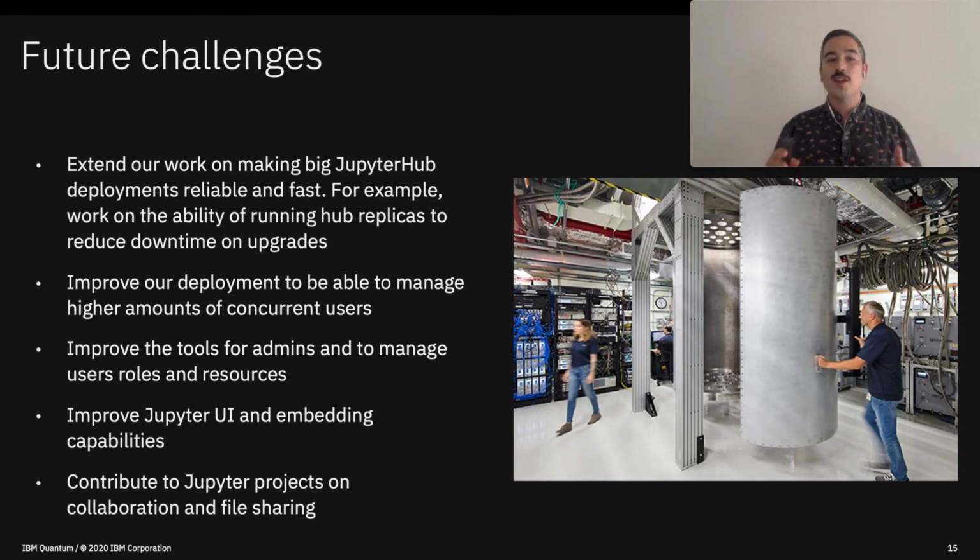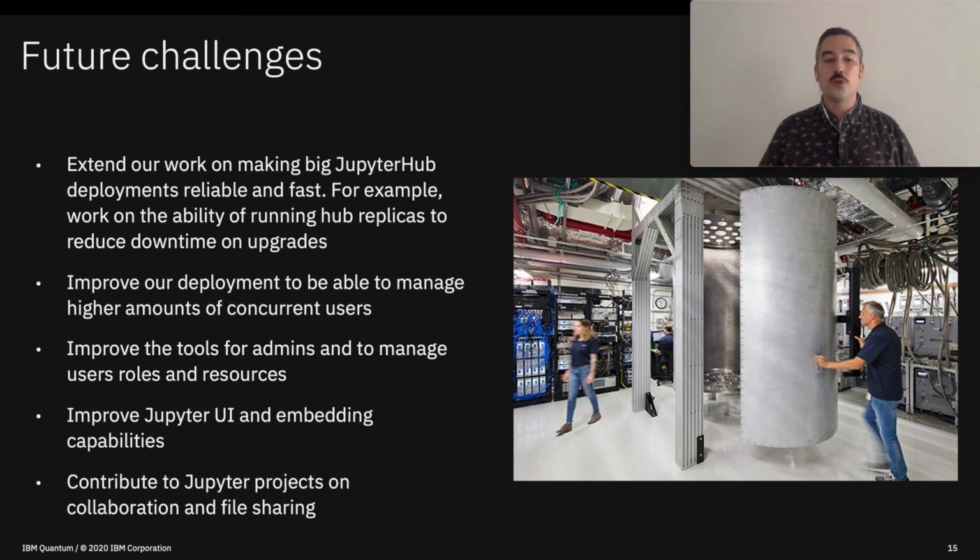Okay, what are the future challenges we want to pursue? First of all, extend our work on making big JupyterHub deployments reliable and fast. For example, work on the ability of running different hub replicas to reduce the downtime on hub upgrades. Also, we would like to improve our deployments to be able to manage higher amounts of concurrent users.